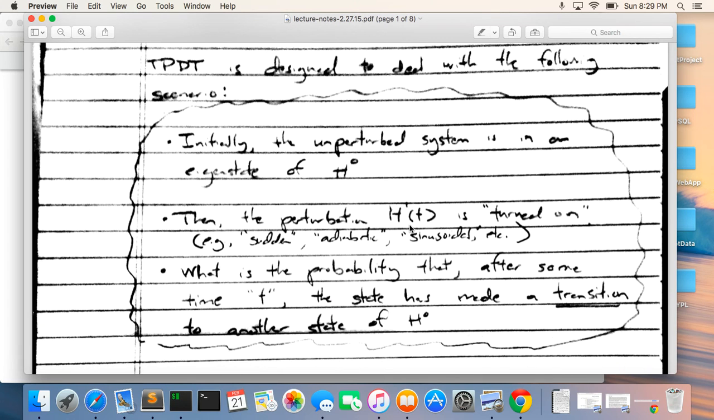And so the main question that we try to ask is, say you start initially in some state, just call it n, in an unperturbed system, and then you turn the perturbation on, and then you turn the perturbation off. The question that we're going to try to answer is, what's the probability that after some time t, the state has made a transition to another state? Okay, so that's the main problem you're trying to solve when you do time-dependent perturbation theory.